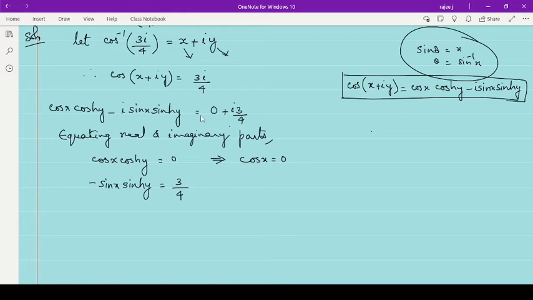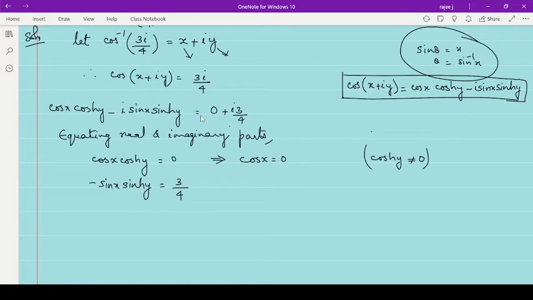Can you please say the reason why it is cos x equal to 0? Why did I not write cos hy equal to 0? H is a hyperbolic function. This means hyperbolic cosine. Do you remember the table which I had given you? If you look at that table, you will understand that. So here cos x equal to 0 and cos hy is not equal to 0.